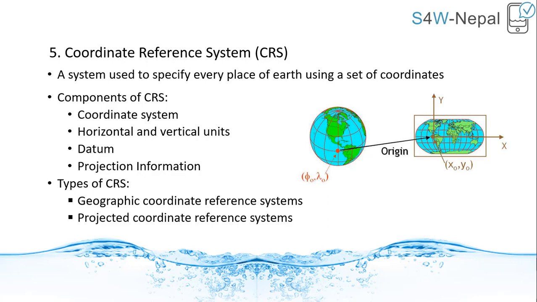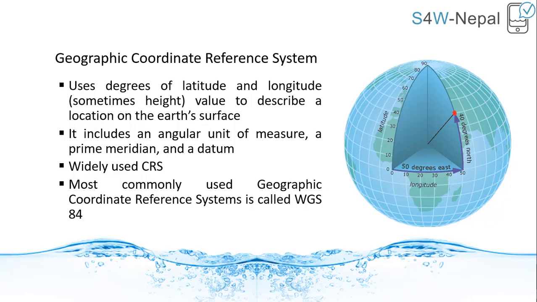In general, the CRS can be divided into geographic coordinate reference systems and projected coordinate reference systems. The decision as to which map projection and coordinate reference system to use depends on the regional extent of the area you want to work in, on the analysis you want to do, and also on the availability of data.